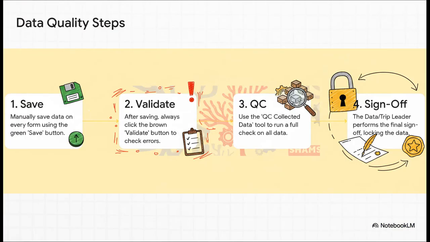This 4-step process is your data quality mantra. First, you manually save your entries. Then, right after, you hit the Validate button to let the system check for obvious errors. Later, you or your data lead will use the quality control tools for a much deeper check. And that final step, the sign-off, that locks the data and confirms it's ready for the scientists to analyze.